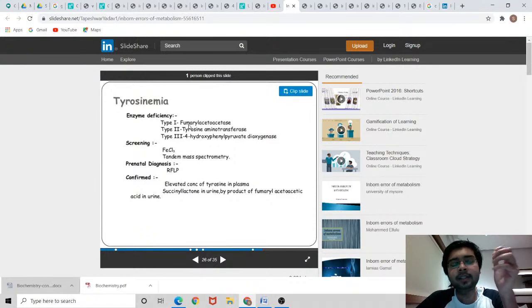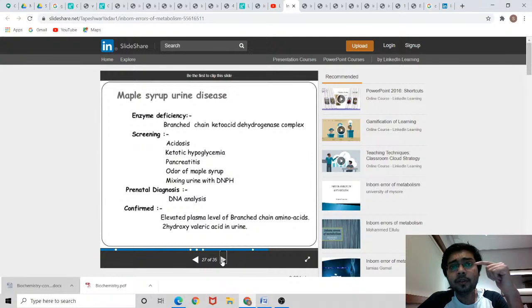You cannot revise and learn all the 19 subjects, a 5-year thing, and reproduce it in the short 6 months of preparation. But you can know the important things and revise them frequently so that you don't forget them. You cannot afford to forget them. So type 1 is fumarylacetoacetate deficiency, type 2 is tyrosine aminotransferase, type 3 is 4-hydroxyphenylpyruvate dioxygenase. You can always go back and revise these cycles from your notes, because if I start teaching all the cycles, it would take me 2, 3, 4 hours to finish.